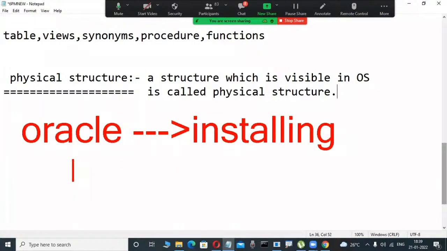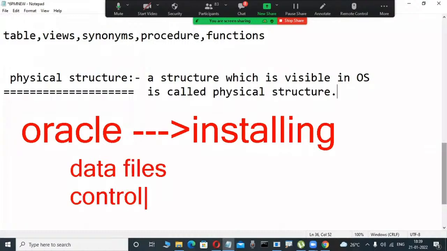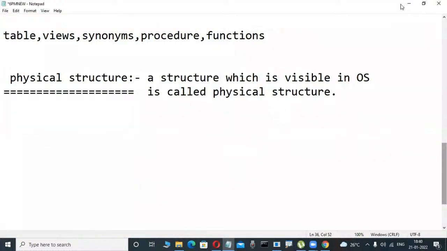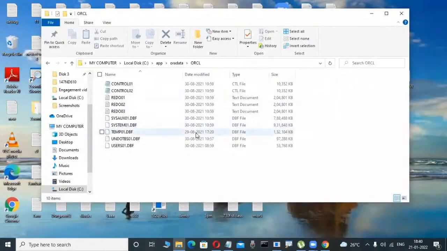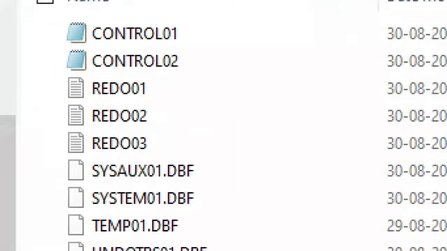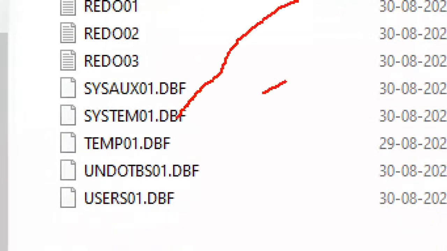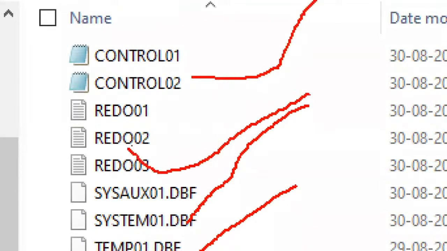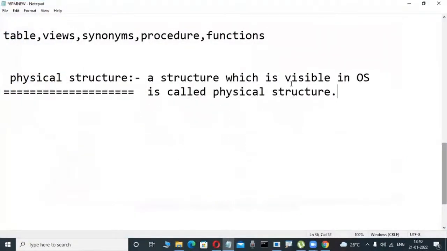Some physical files are created, called data files, .dbf files, control files, and also redo log files are created. You don't have an idea about these things. In a future DBA concept, I'm telling roughly an introduction in our course. Whenever I'm installing Oracle software, for example, automatically some files are created in a disk. In the C drive, D drive, some files are created here. These are data files, .dbf files. You don't have an idea yet, later you will be familiar. Here, control files and redo log files. That's why a structure which is visible in the operating system is called the physical structure.